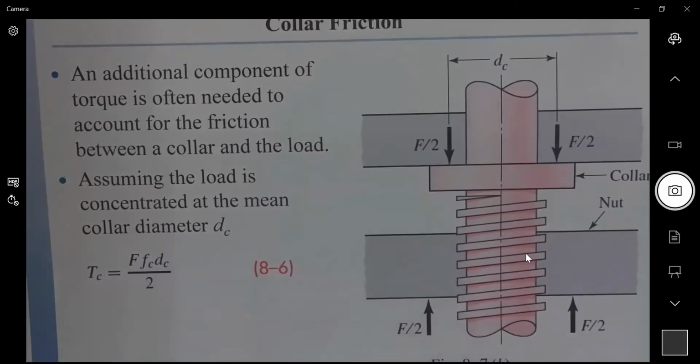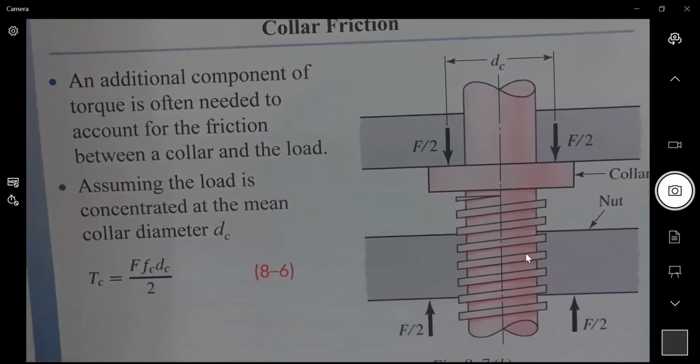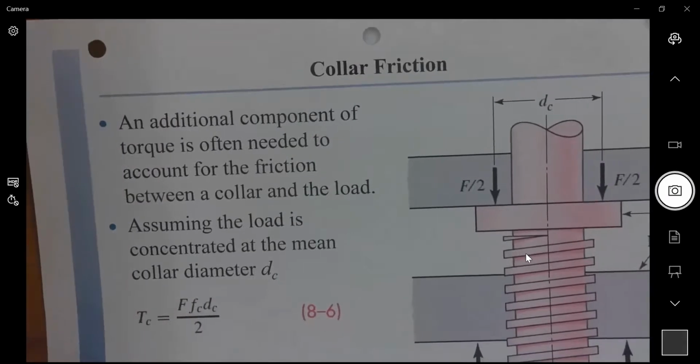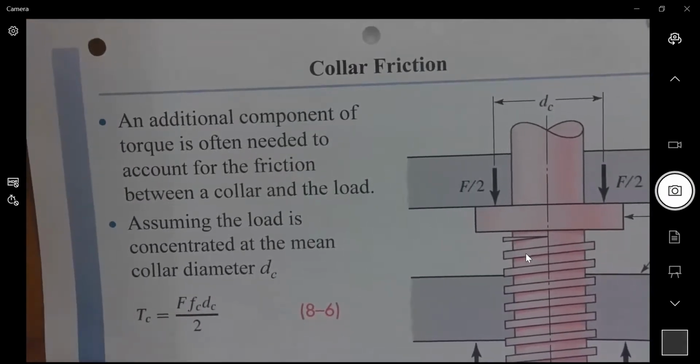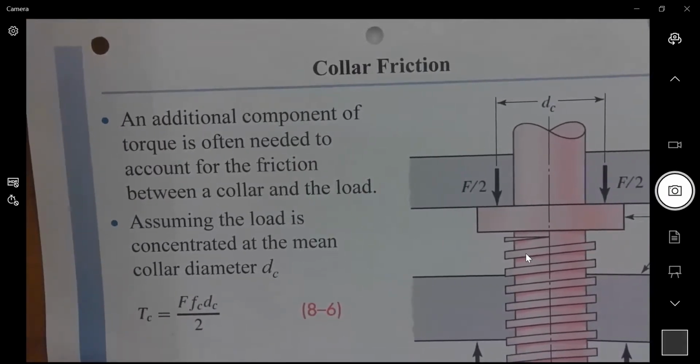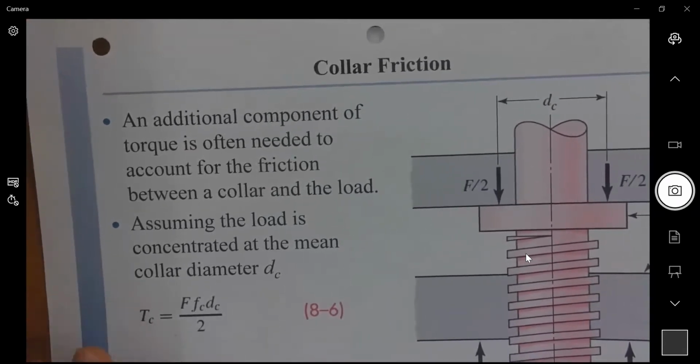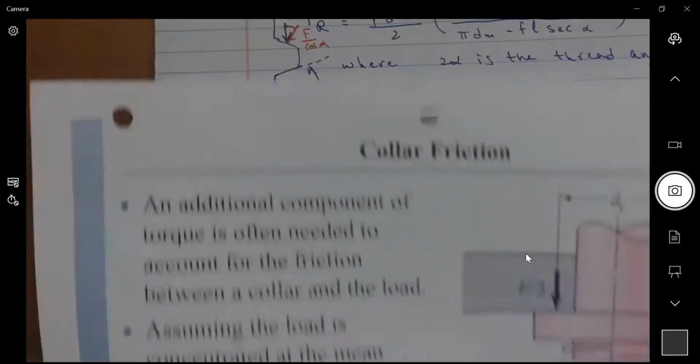DC, divided by 2. Today, we would like to start looking at, or analyzing, the stresses that are developed in the power screw as we are raising a load.